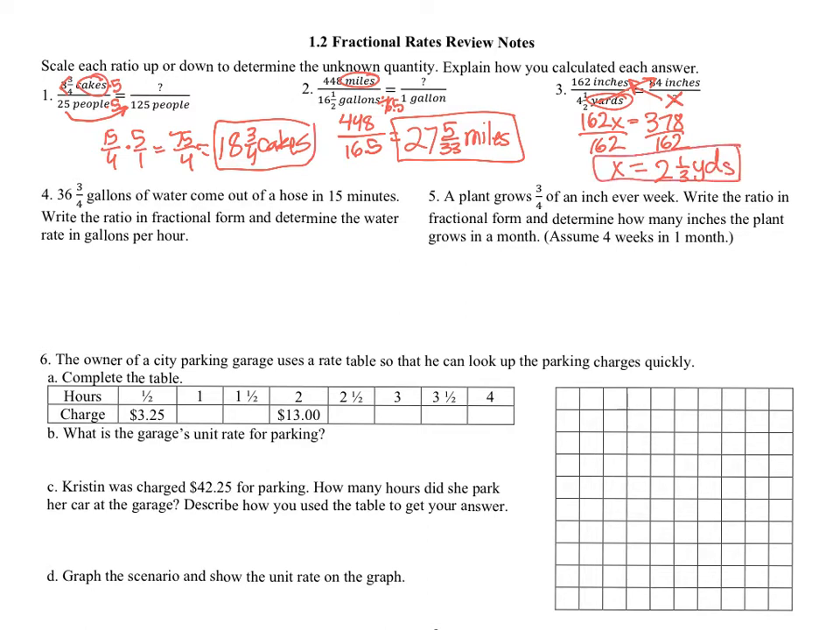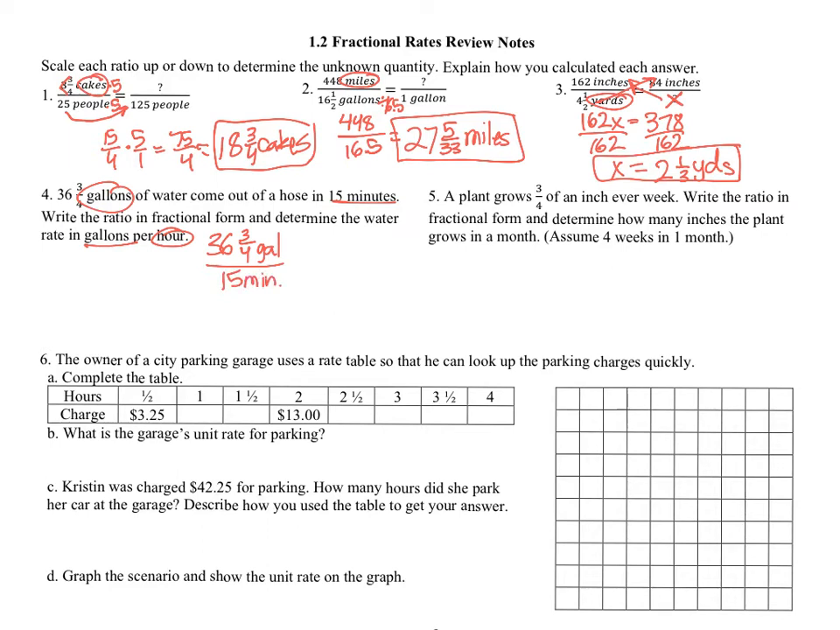Number 4, 36 3/4 gallons of water come out of a hose in 15 minutes. Write the ratio in fractional form and determine the water rate in gallons per hour. So we've got gallons in 15 minutes. So really what we're doing is a complex ratio here. 36 3/4 gallons in 15 minutes.